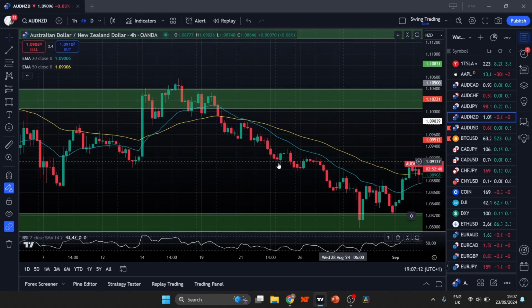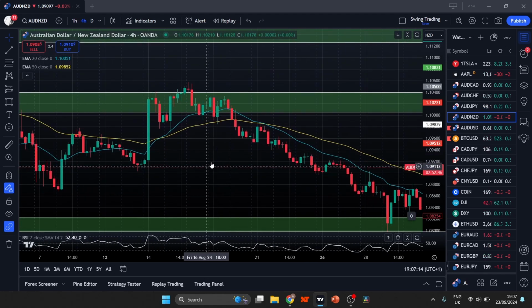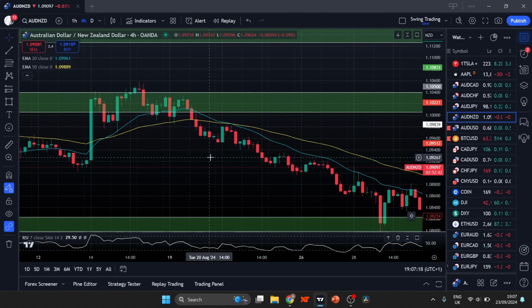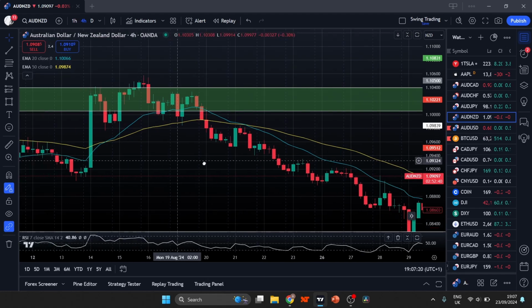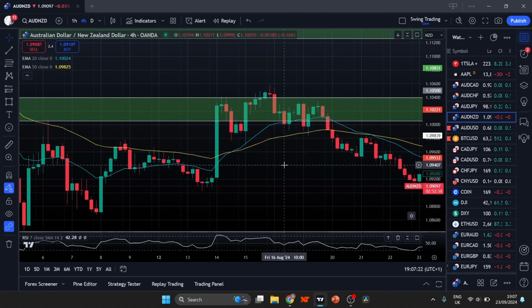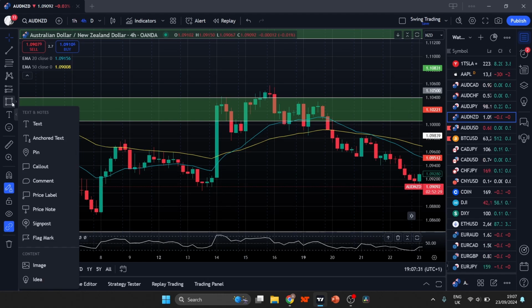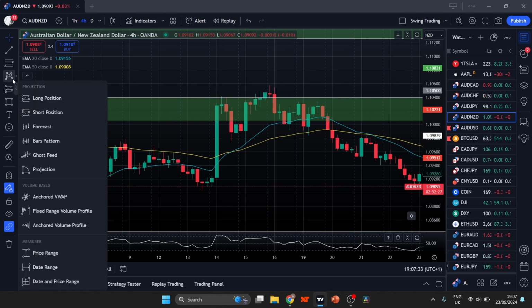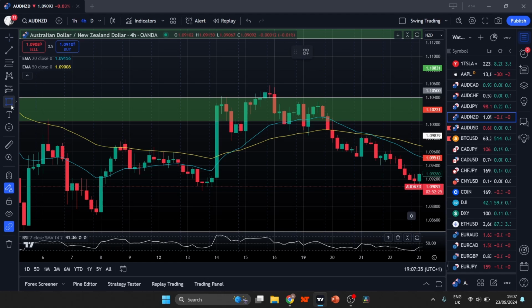Now, you would need a specific signal. Let's just say it's a doji. I'm just going to zoom in a little bit so we can see if there's any dojis here. So, doji here. I'm just going to draw out an arrow to mark where the doji is. There we go. So there's a doji there.